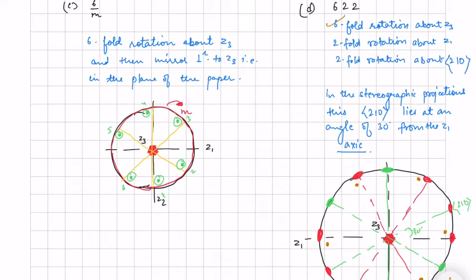Now 2 fold rotation about Z1. So this point becomes this one. This is 1, this is 2, this is 3, this is 4, this is 5, this is 6. So this becomes 1 dash. Then this becomes 2 dash. This becomes 3 dash. This becomes 4 dash, this is 5 dash, and this becomes 6 dash.